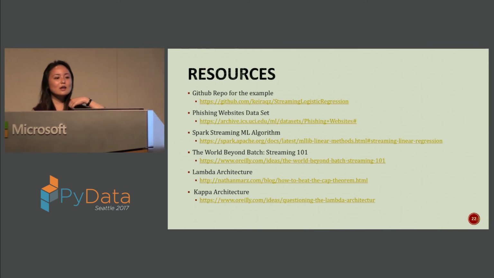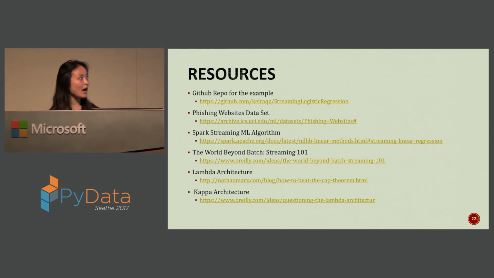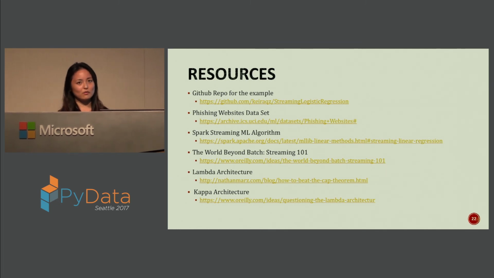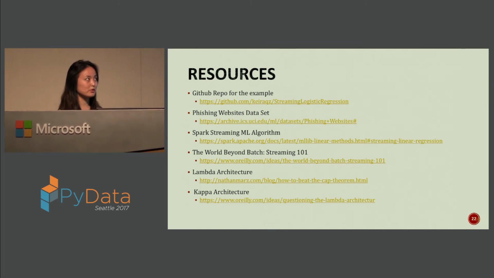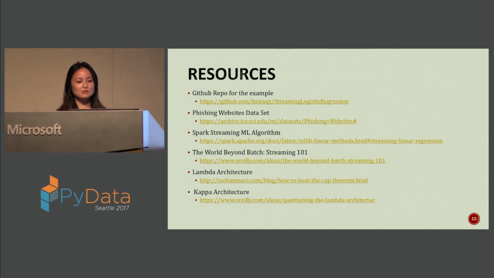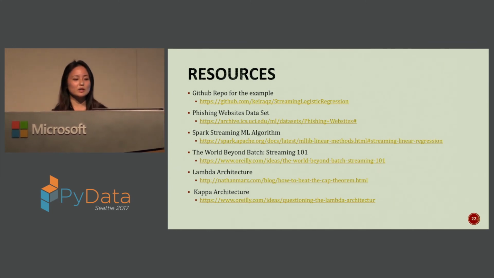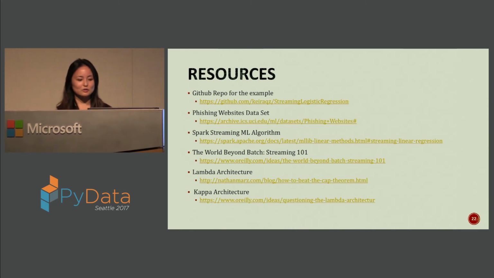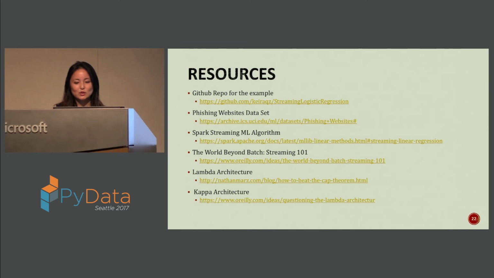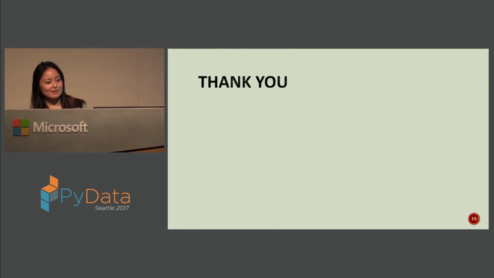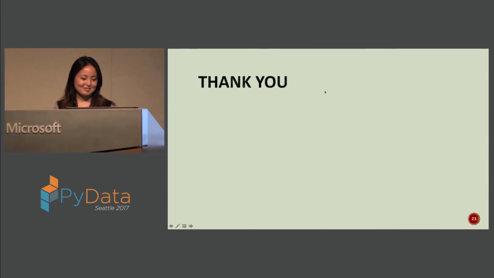And here is a list of resources for the things mentioned in my talk. I have the GitHub repo for the small demo. You can take a look if you're curious about using the Spark machine learning library to do this online updating. The second is the data set itself, and the following ones are reading material. If you're interested in streaming and in how to build a streaming architecture, those are the things you can read about. So this wraps up my talk, and I'll take some questions.